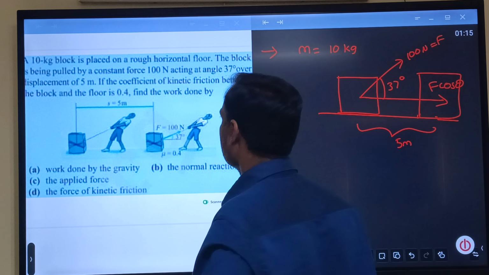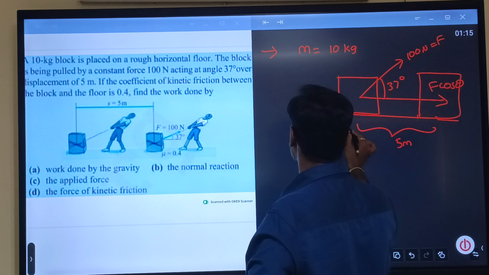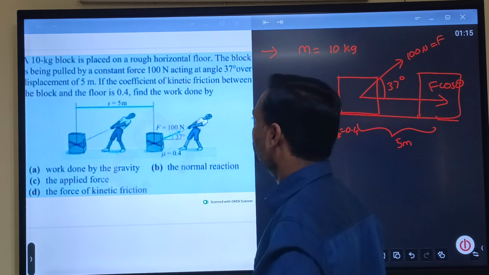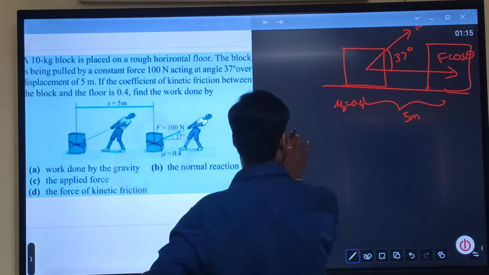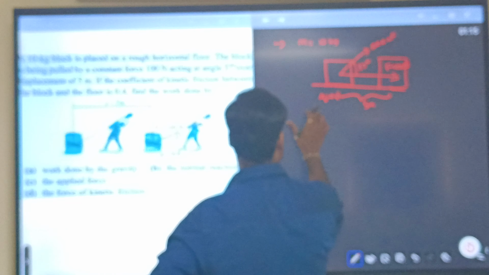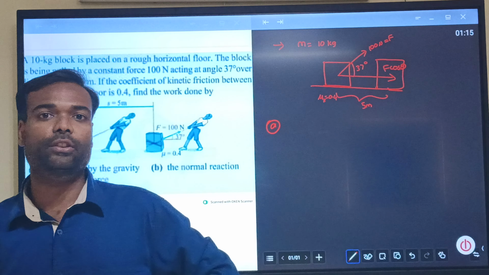If the coefficient of kinetic friction between the block and floor is 0.4, find the work done by the gravity. See here, whenever we are solving work done, we have to use work done by individual forces.